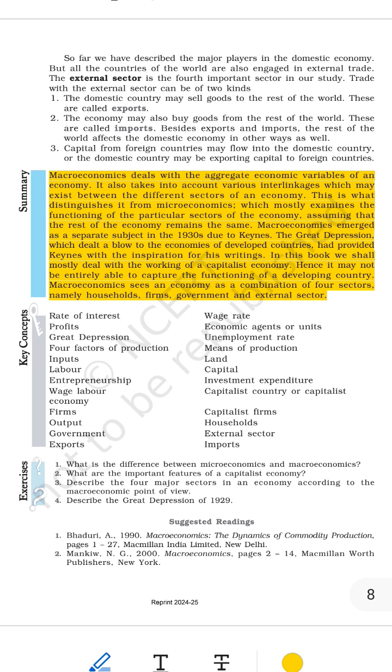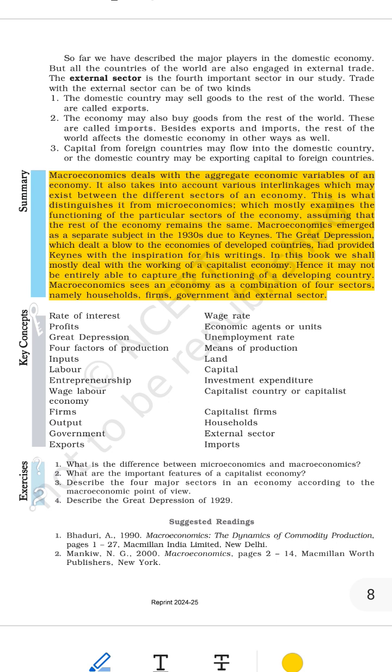The Great Depression, which dealt a blow to the economies of developed countries, had provided Keynes with the inspiration for his writings. The Great Depression was a huge economic disaster that started in 1929. People lost jobs, businesses closed, banks failed, many were poor and hungry. Dealt a blow means hurt badly. Developed countries are rich countries like the USA, UK, Germany. Keynes saw all this sadness and thought, we need new ideas to save the whole economy, not just small parts. Simple example: imagine if all the shops in a city closed and everyone lost jobs. That's what the Great Depression felt like.